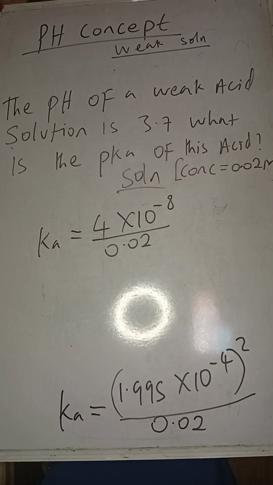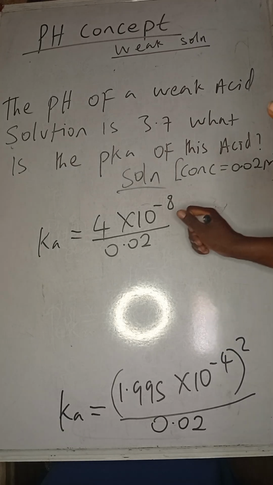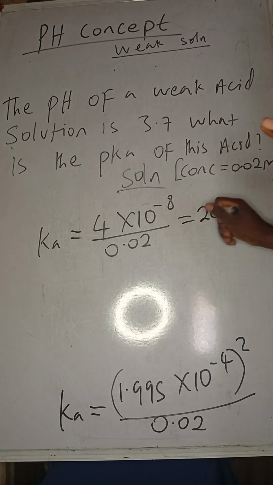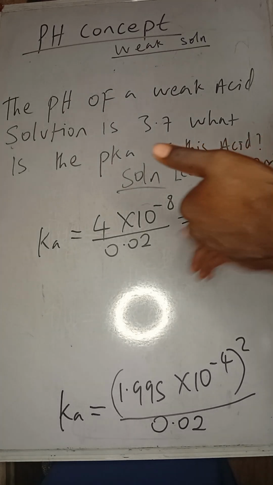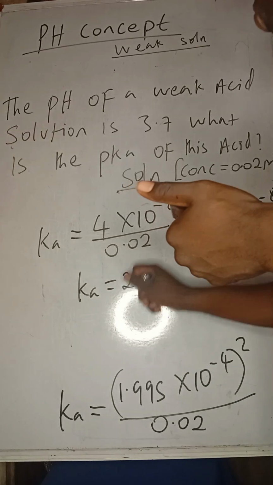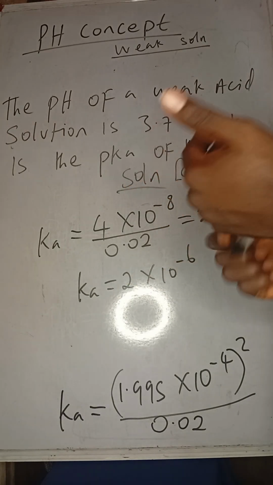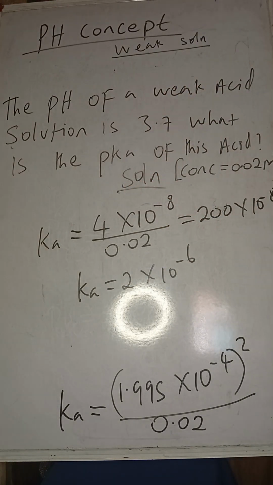So I should say 4 divided by 0.02 should be 200. So 200 times 10 raised to power minus 8 should be 2 times 10 raised to power minus 6. So Ka is 2 times 10 raised to power minus 6. Ka is the equilibrium constant. So now, can we quickly get pKa?